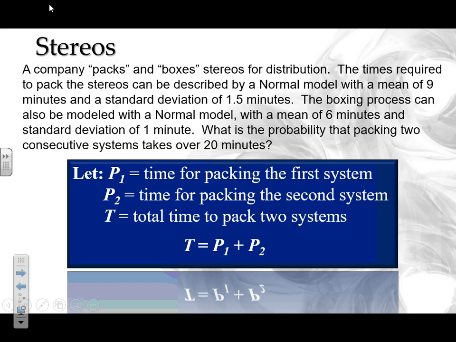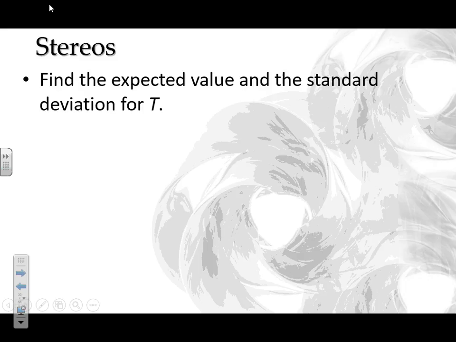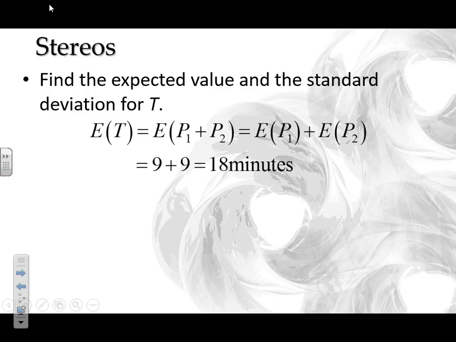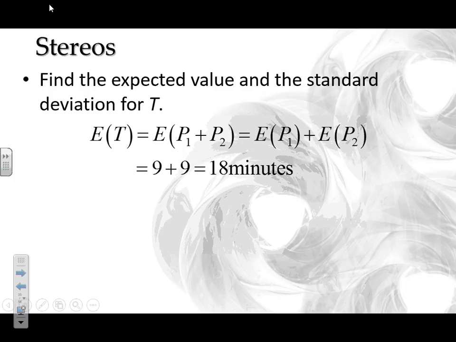So in order to work this through, we need to redefine our problem in terms of T. We need to figure out the expected value for T, and we need to find the standard deviation for T. So how would I calculate the mean of T? Just add the two means that we know. The mean for packing system one is 9 minutes. The mean for packing system two is 9 minutes. So my total expected mean would be 18 minutes. For the mean, straightforward: take the mean from one plus the mean of the other. 9 plus 9 gives us 18 minutes.